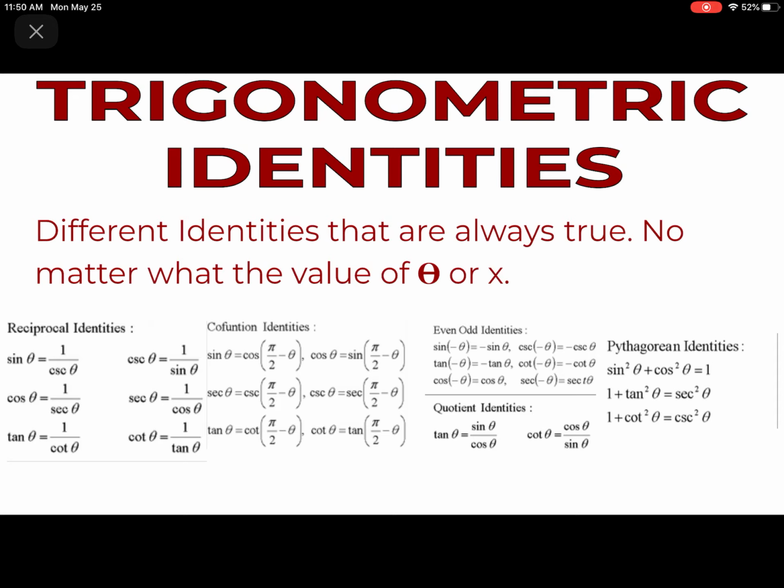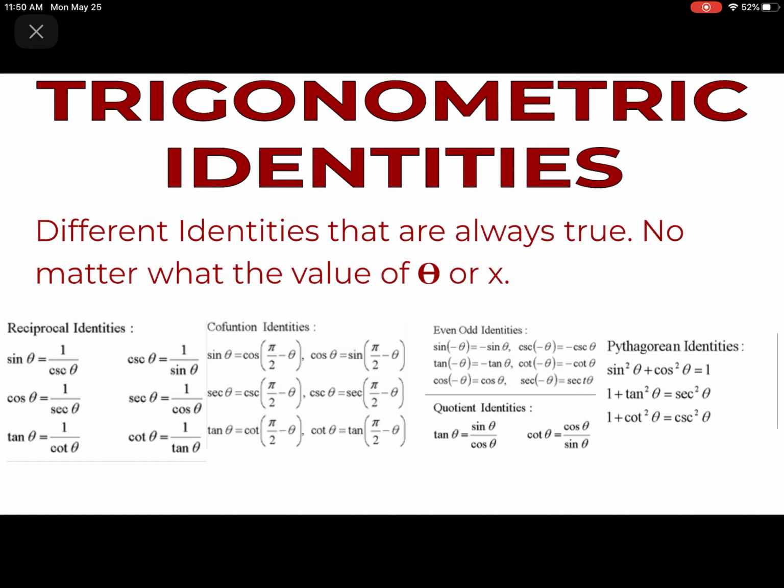So we'll start with trigonometric identities. These are different identities that are always true, no matter what the value of theta, what the value of x. While you are in this class, I don't mind if you use x instead of theta, because I know it's a weird letter to write. But once you move on to calculus or any higher math classes, you will have to know how to write theta, so you may want to get used to it.